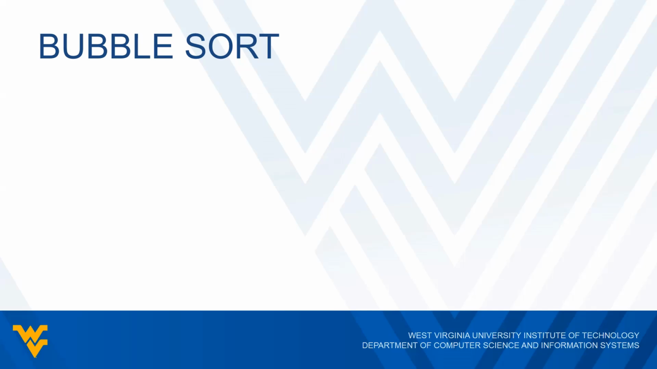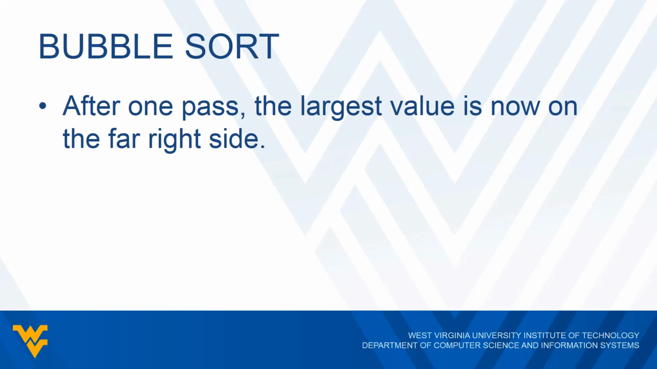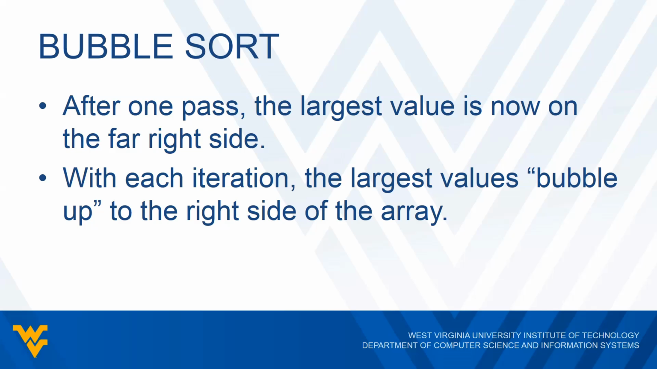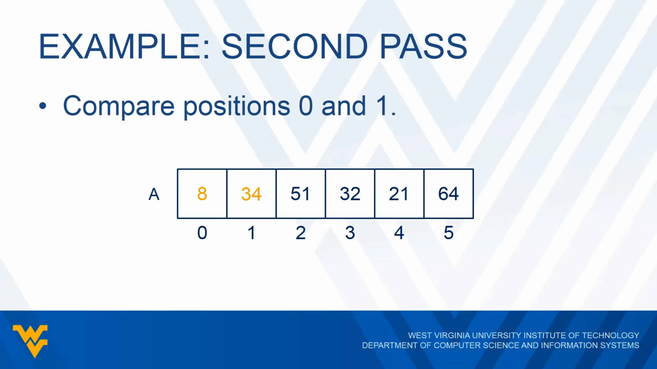So what we saw in that last example is after one pass, the largest value should now be on the far right side of our list or our array. So the observation here is with each iteration, the largest values will bubble up to the right side of the array. That's why it's called bubble sort, because the largest values will keep bubbling to the right side of the list. Let's now go back to our example and we'll do the second pass of the algorithm.